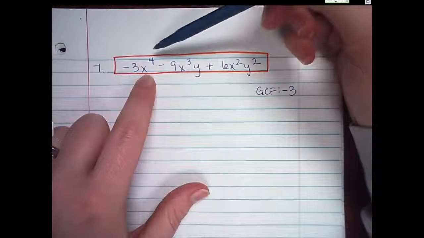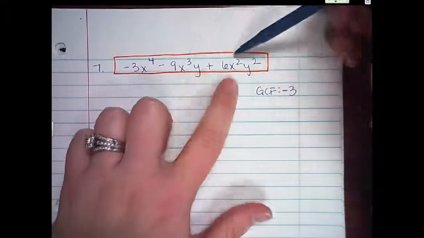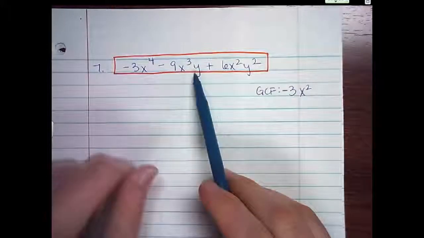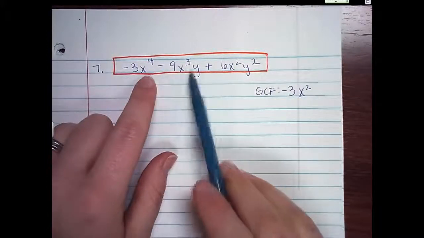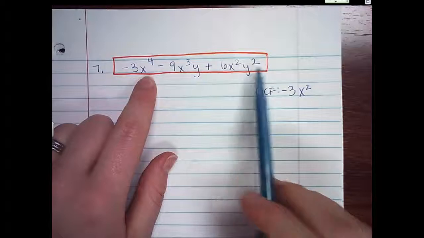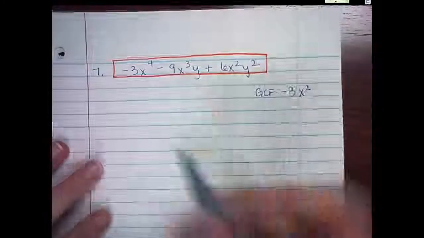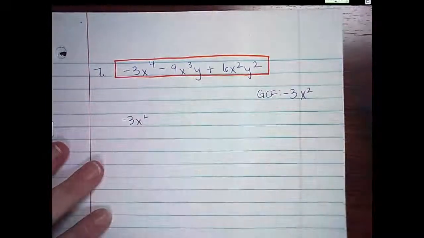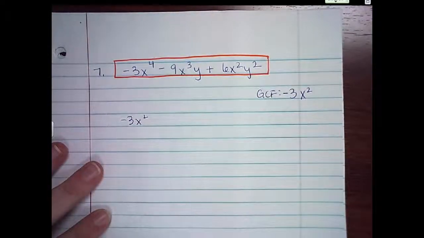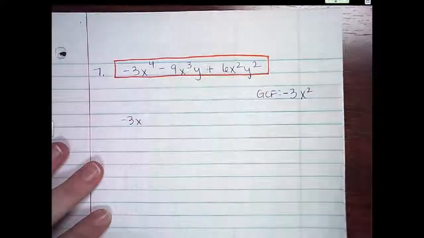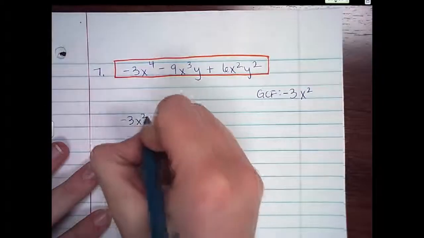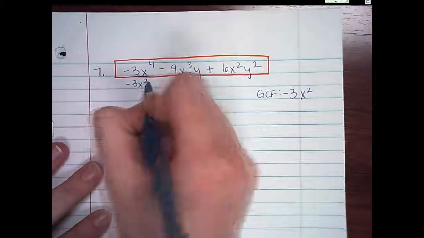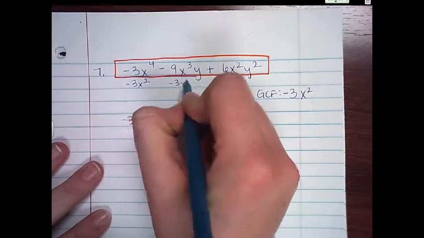Okay, then let's look at our x's. I have 4 x's, 3 x's, and 2 x's. I take out the smallest amount, so I'm going to take out x squared. And then I don't have any y's here. Even though I have 1 and 2 here, it doesn't matter. I can't take any out. Okay, so on the outside goes negative 3x squared, and then my parentheses. And I'm going to divide each piece by negative 3x squared.